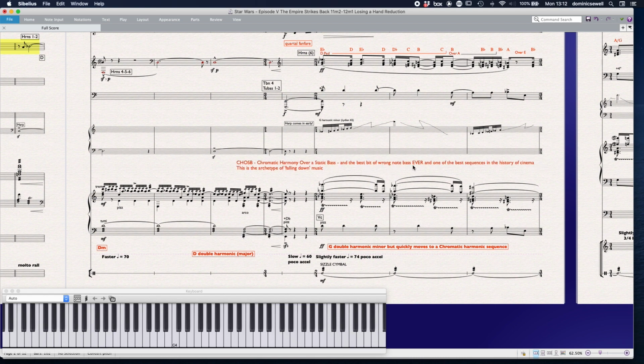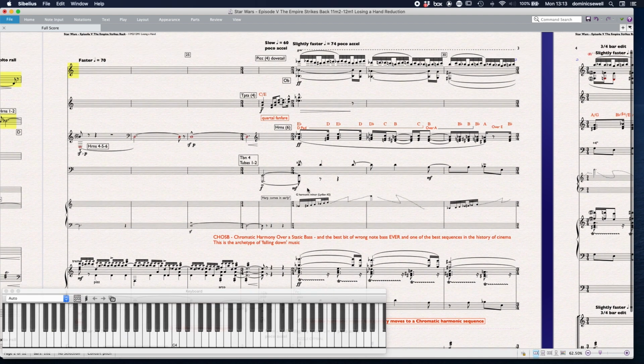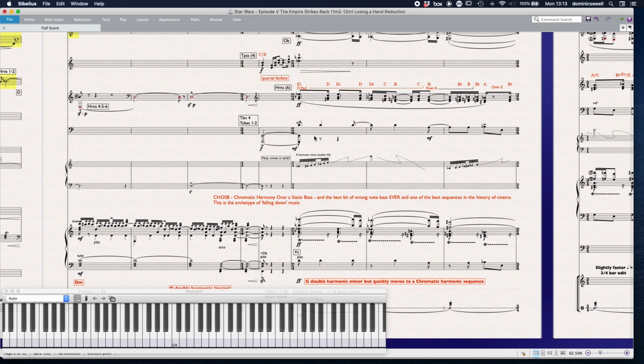The best bit of wrong note bass ever. One of the best sequences in the history of cinema. This is the archetype of falling down music. And it is. So everything is over this D pedal. And it's quite difficult to dissect as well. So there's all sorts of things going on which is useful to know.